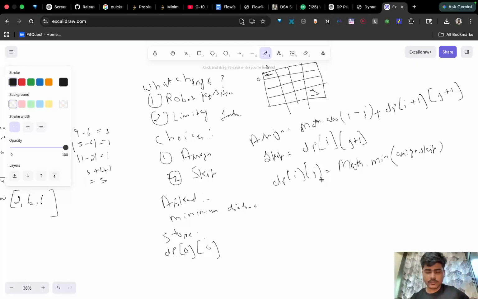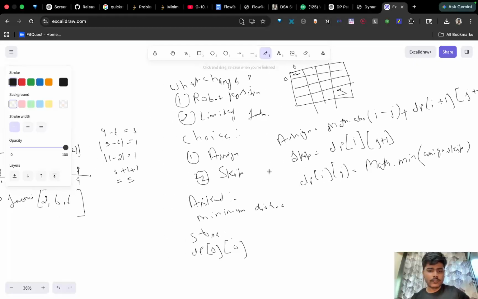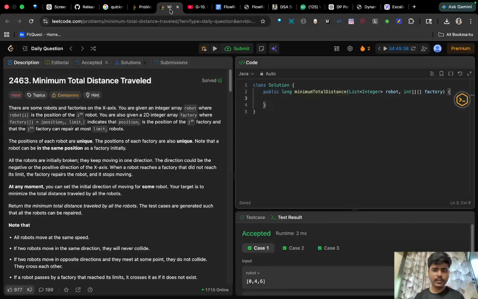So let's start solving this problem now. The first thing we have to do in this problem is sort the robots according to their position, and also the factories according to their position as well. So the first thing we are going to do is sort.